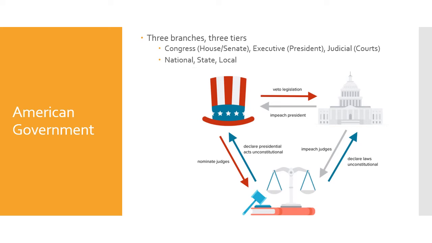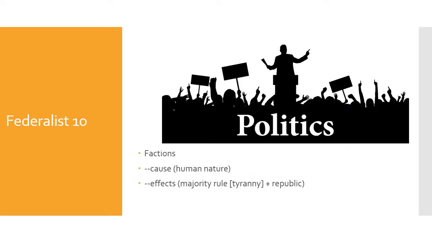Most states act like the federal government in the way they're set up. The only one that's kind of weird would be Nebraska, for example, which doesn't have a House and a Senate. They have a unicameral legislature. But for the most part, that's the gist of the American government system and the way it's set up.